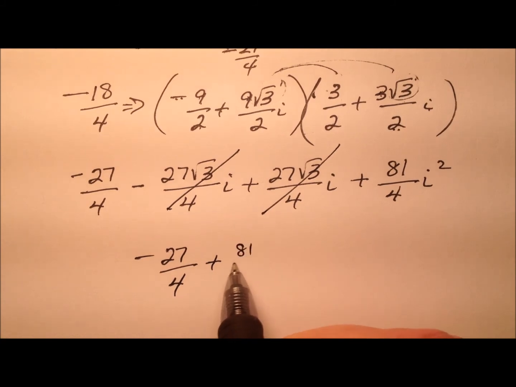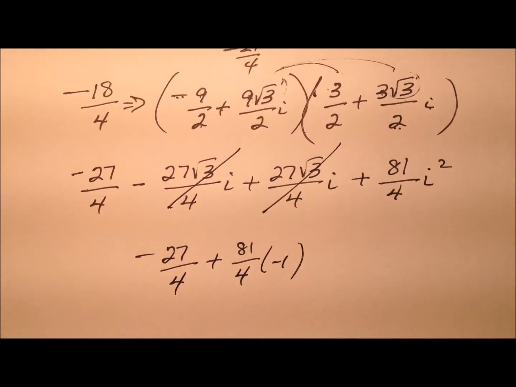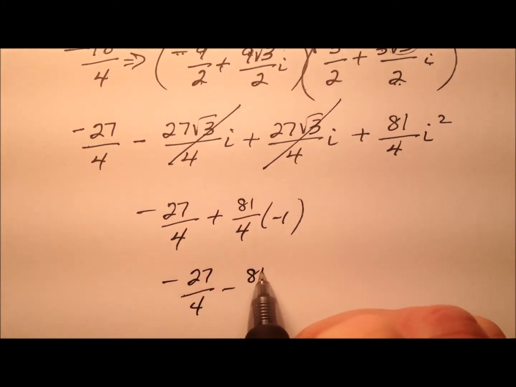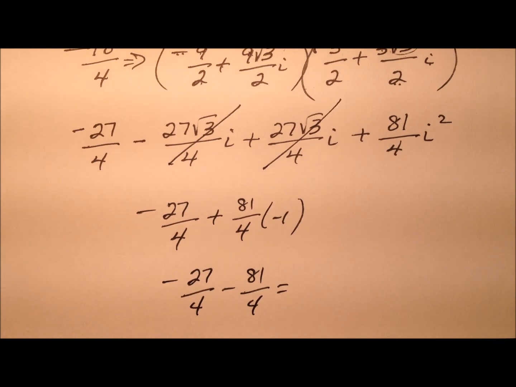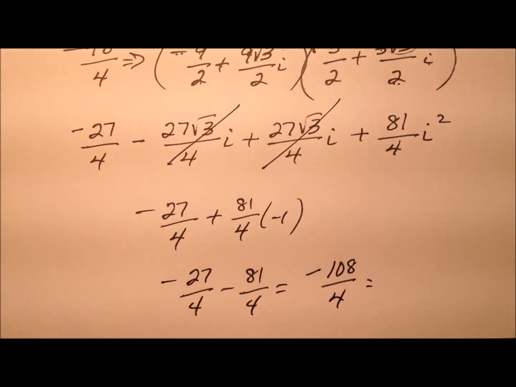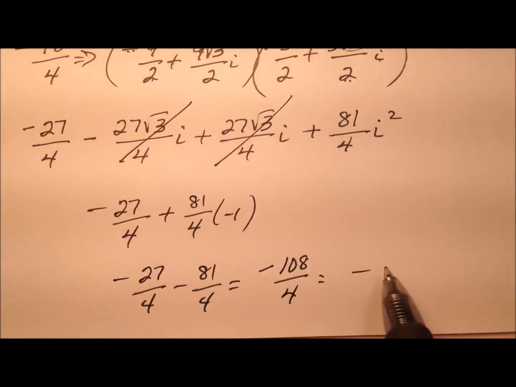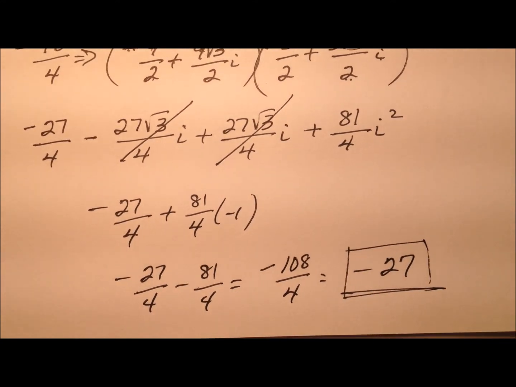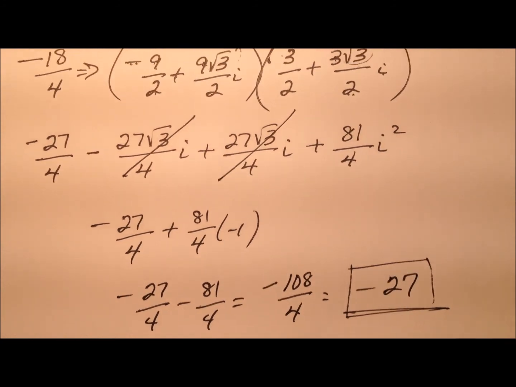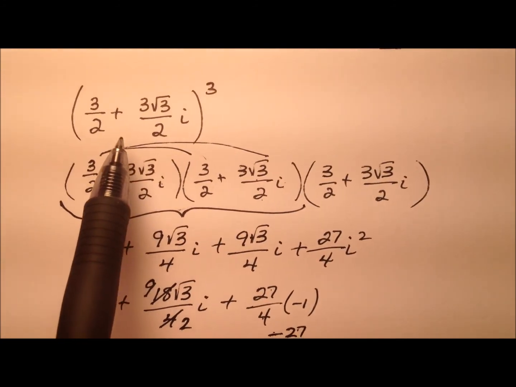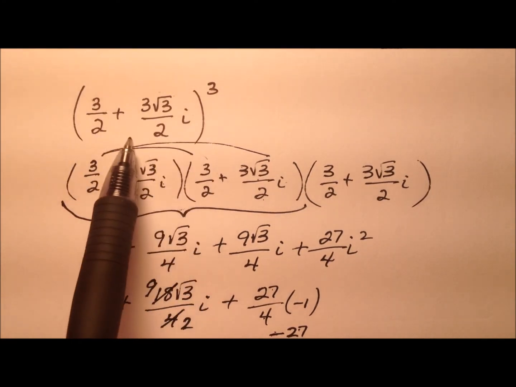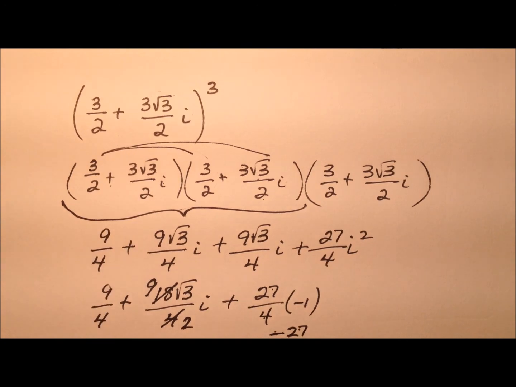-27/4 plus 81 over 4 times -1. So -27 over 4 minus 81 over 4. And it looks like this is going to come out to be -108 over 4. Well, 108 and 4 can divide nicely to -27. Well, that came out really nicely. So -27 is what I get when I cube this original complex number. So it means that this original complex number is a cube root of my -27.